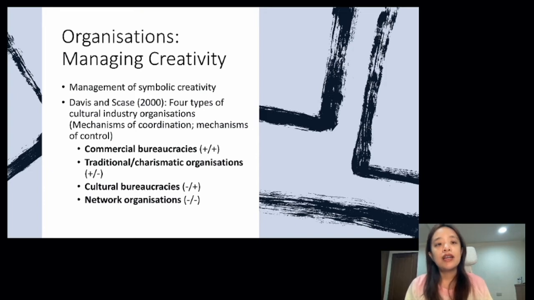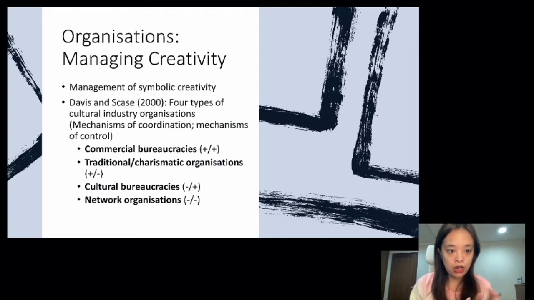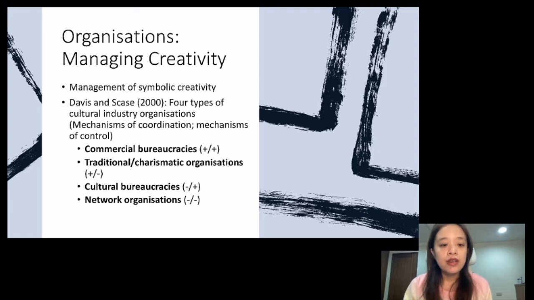So when we look at organizations, and especially creative organizations, what are their functions? One of the functions that they have is managing creativity. The management of symbolic creativity is a crucial part of organizations. It's what they do. According to Davis and Scase, they come up with this type of typology, or categorization, that there are 4 types of cultural industry organizations. They are categorized by 2 axes. The first one is the mechanisms of coordination, and the other axis is the mechanisms of control.